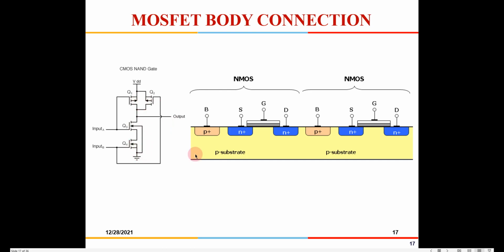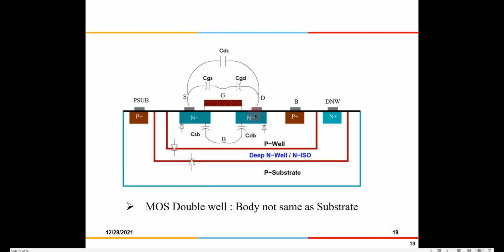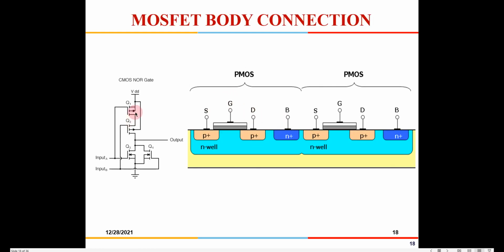Similarly, when I talk about PMOS, the body of all the PMOS should be connected to VDD. You should not connect the body to the source. Never do that. You can do that only if the source is connected to VDD. If the source is not connected to VDD, then the body requires to be connected to VDD. Okay, so that is the general rule.